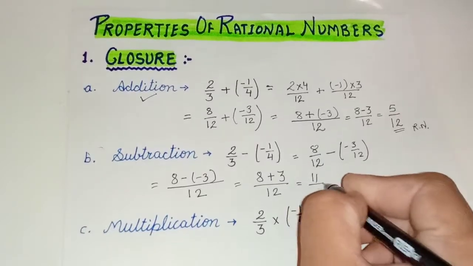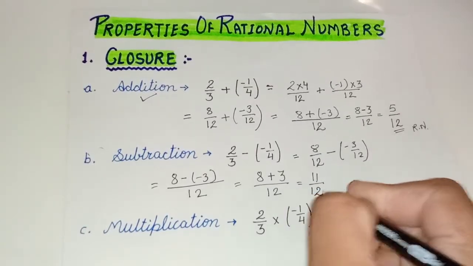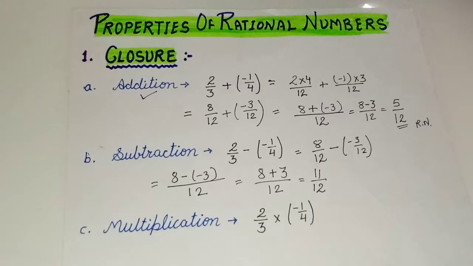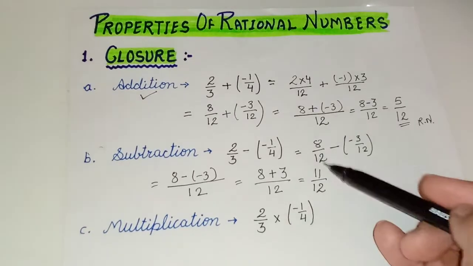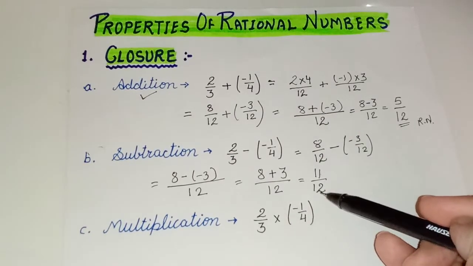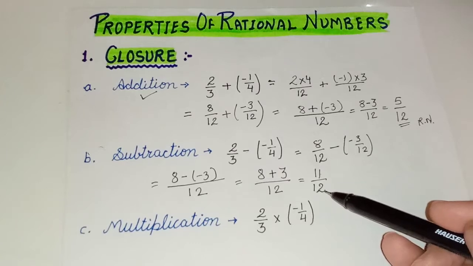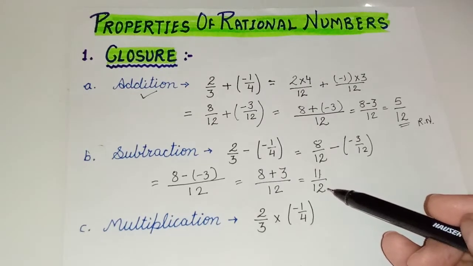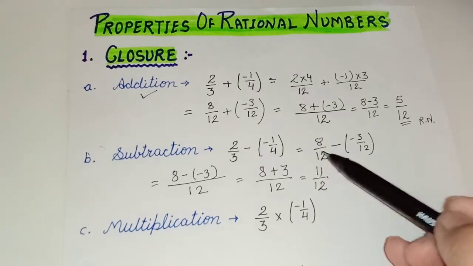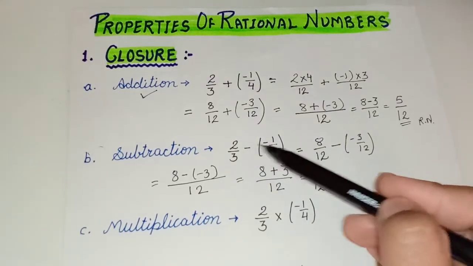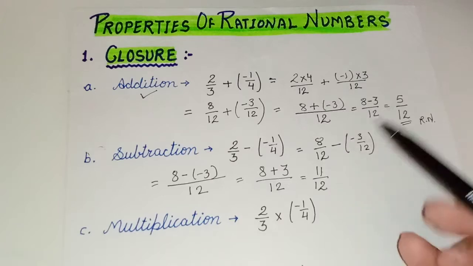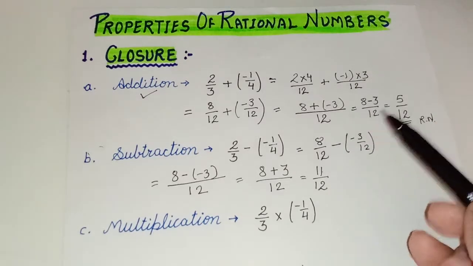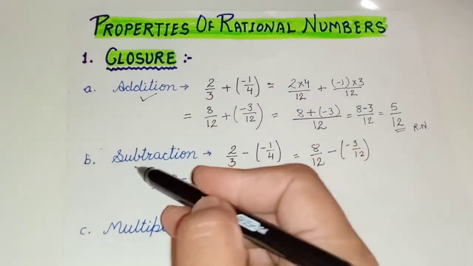11 upon 12. Is 11 upon 12 a rational number? Yes. It is written in the form of P upon Q, where Q is not equal to 0. So it is also a rational number. So we can see here the difference of two rational numbers is also a rational number. So rational numbers are closed under subtraction.